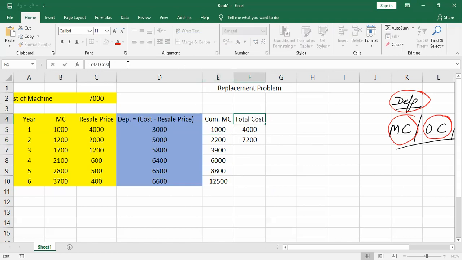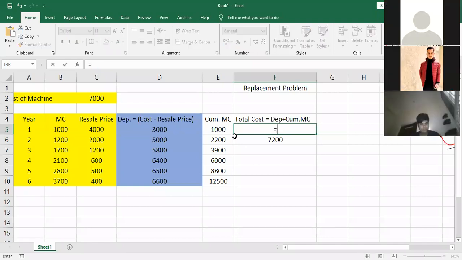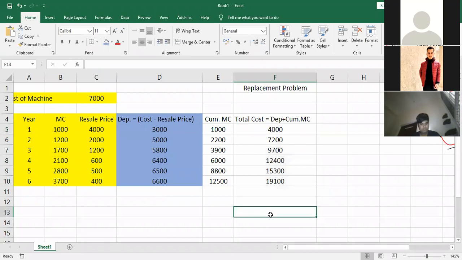So I'm going to tell you in detail. Total cost is depreciation plus cumulative maintenance cost. Right. So depreciation plus cumulative maintenance cost is the total cost. I calculate the total cost. This is my total cost.